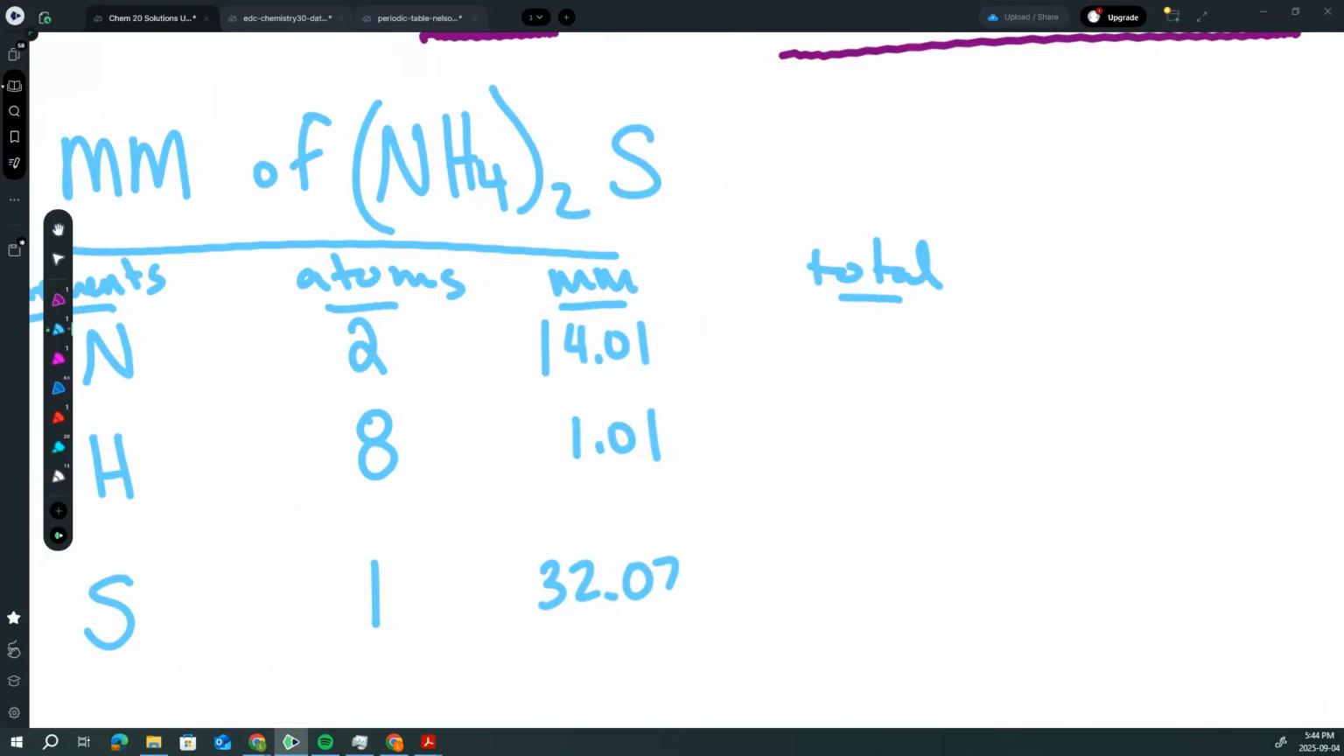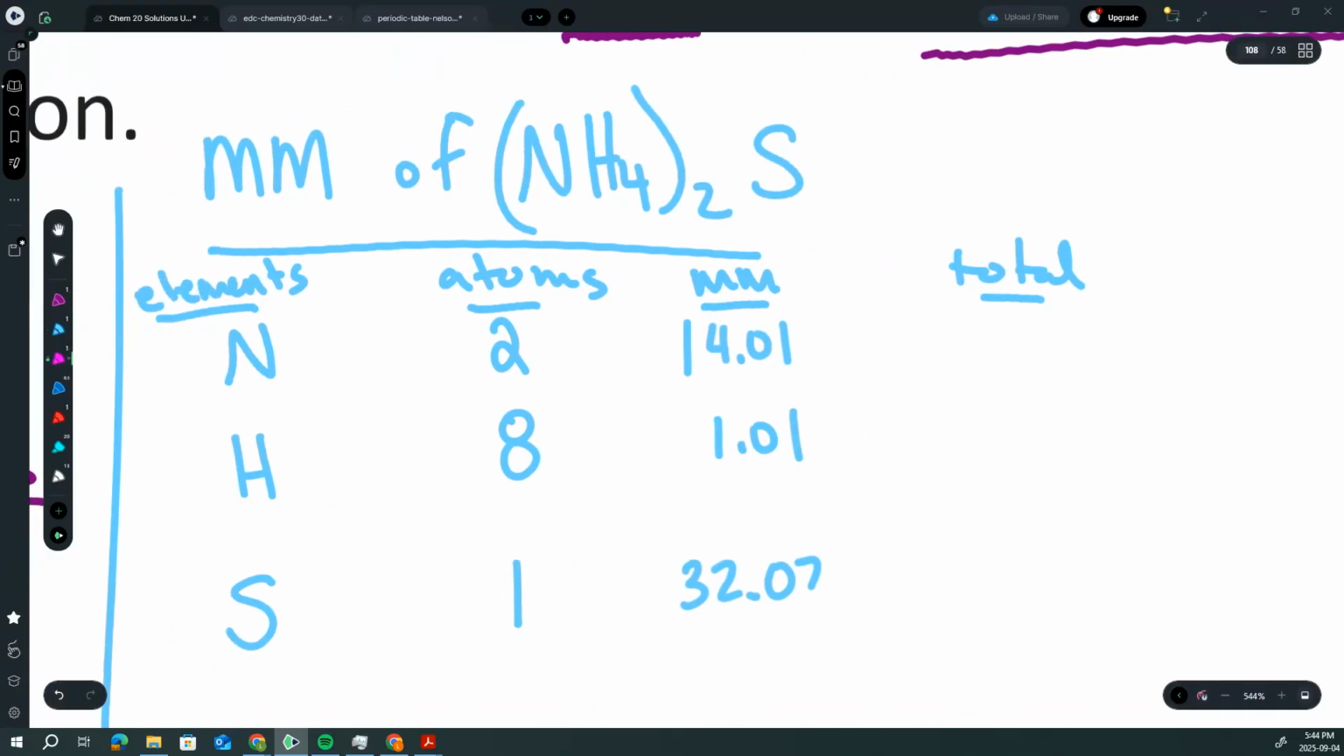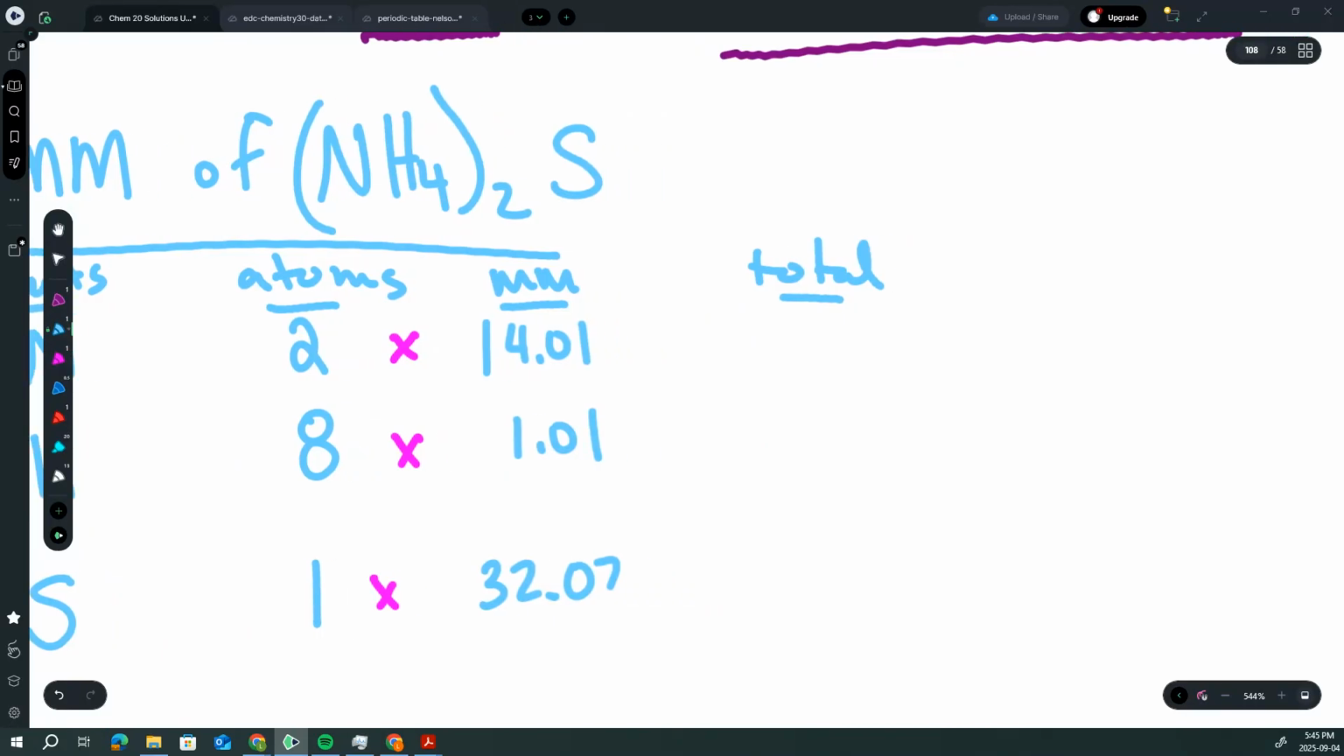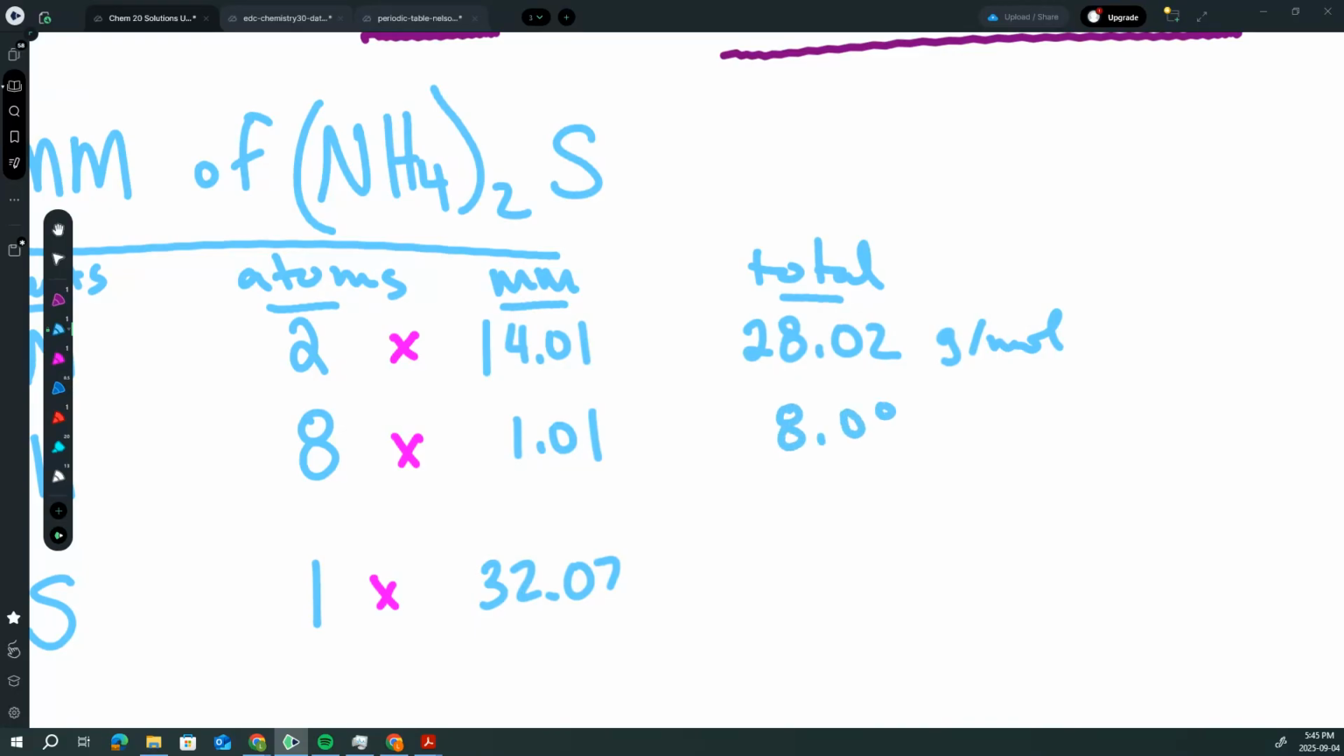All right, so mathematically what we're doing to these numbers is we're multiplying the amount of atoms by the molar mass of each element there. So 2 times 14.01 is going to be 28.02, and that's grams per mole. 8 times 1.01 is 8.08. And then we have 32.07 grams per mole.